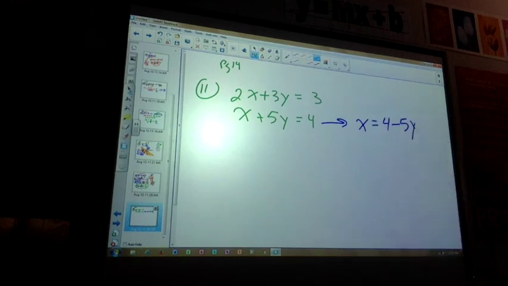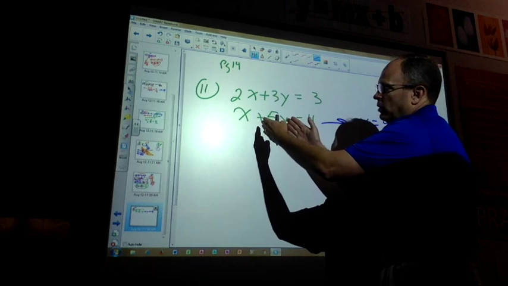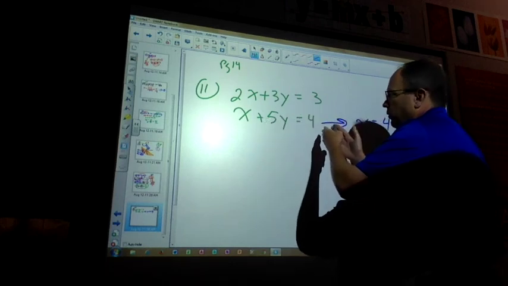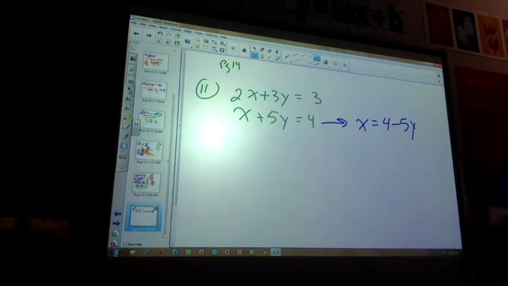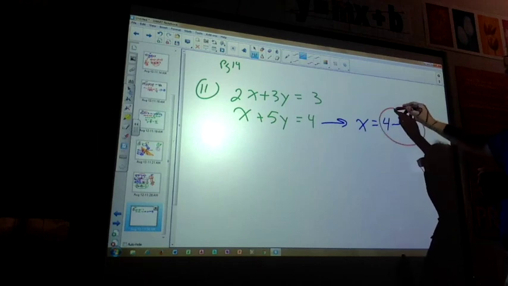Why is that? Yes, it's an equal sign. So if I do something to one side, if I go minus 5y minus 5y, this is what it comes into. Okay, so substitution might be a good choice on this problem because I could solve for one of the letters pretty easily.